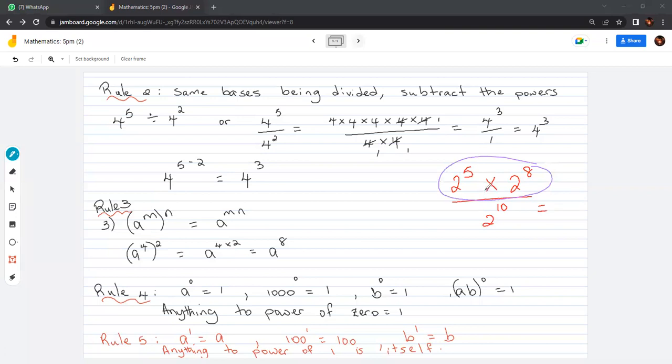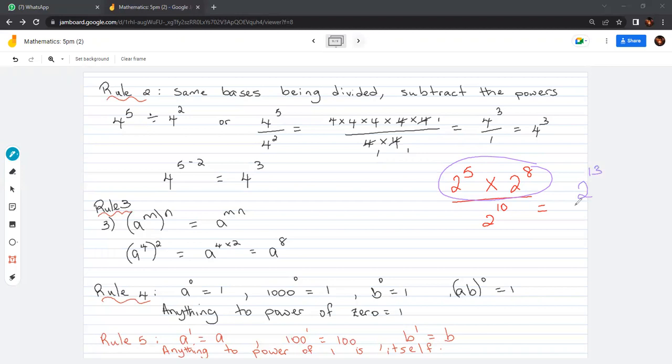Remember, if they ask you to simplify, you're using these rules to make it into a singular index form. But if they tell you to solve it, you have to find the value of it. So for this one, it says to simplify. Bases are the same, and we're multiplying. Once bases are the same and we're multiplying, your base remains the same, and then you add the powers. So it's going to be 8 plus 5, that's 13.